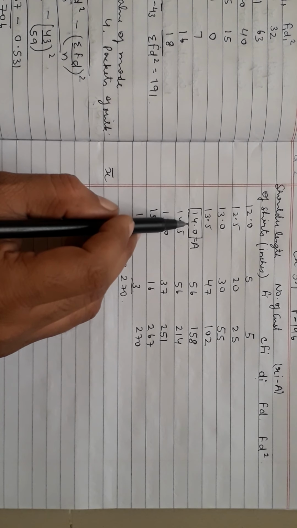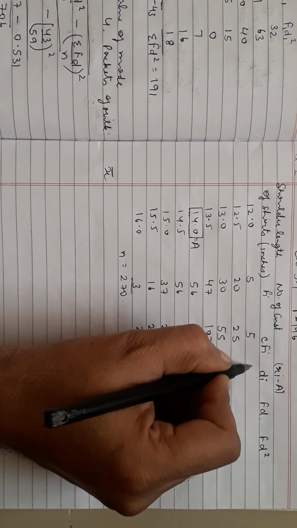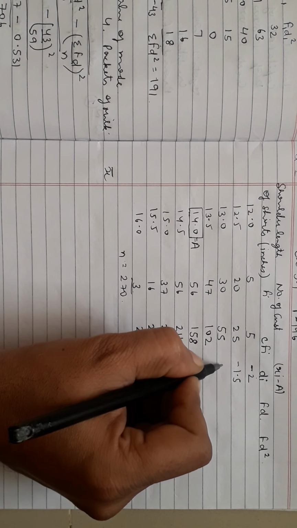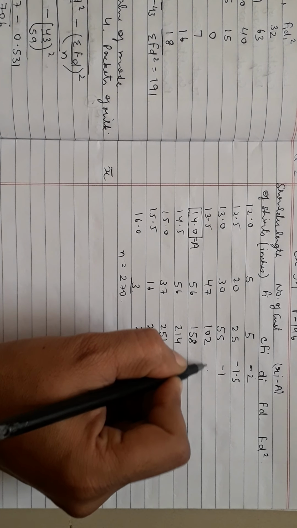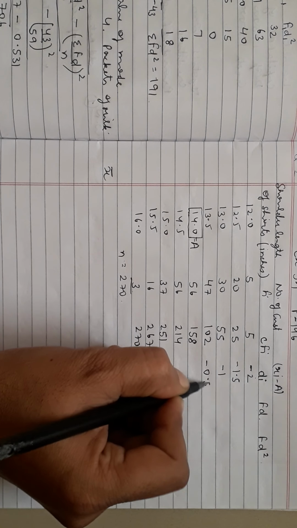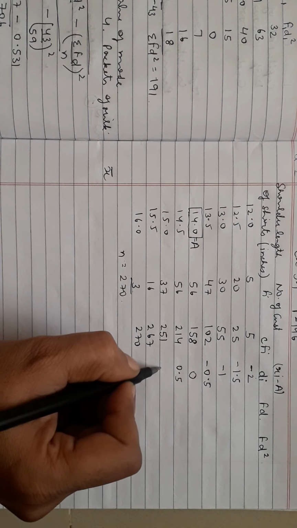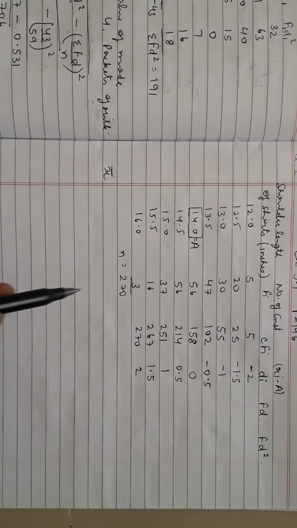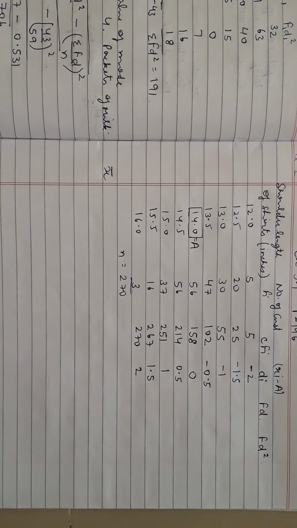12 minus 14. The value for xi is 12, minus a, the assumed mean 14. 12 minus 14 is minus 2. 12.5 minus 14 is minus 1.5. And like that we will write the values. This is minus 1, then minus 0.5, then 0, 0.5 for positive, 1, 1.5 and 2. If you take 14.5 as the assumed mean, then the values will change accordingly.